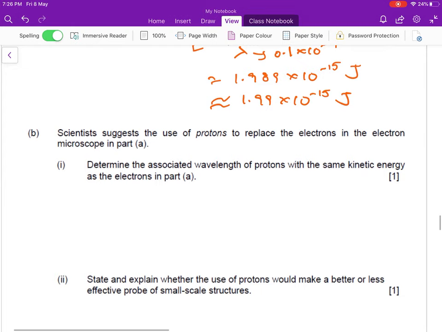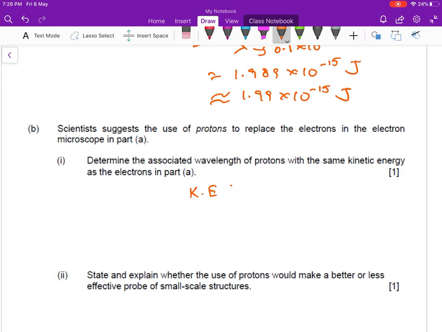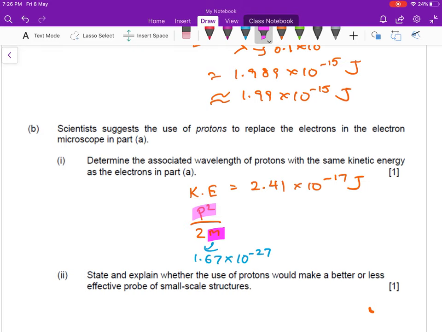So scientists suggest the use of proton to replace electron in the electron microscope in part A. Determine the associated wavelength of proton with the same kinetic energy as the electron in part A. Okay, so its kinetic energy is the same, which is, let's go back, about 2.41 times 10 to the negative 17. So the KE of your electron is 2.41 times 10 to the negative 17 joules. So I know KE is p squared over 2m, but now my m is the mass of my proton, which is about 1.67 times 10 to the negative 27.